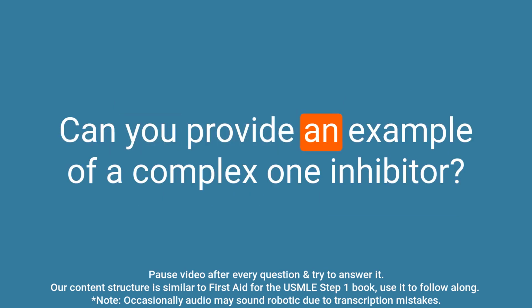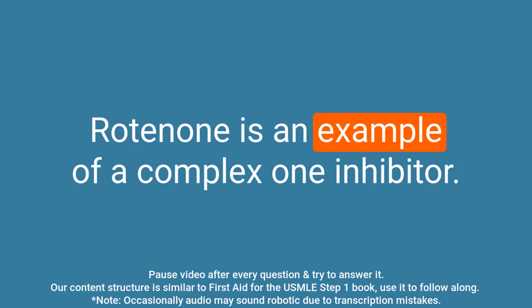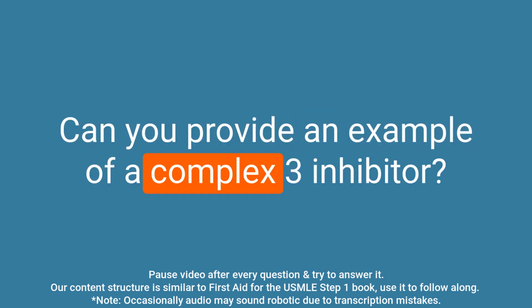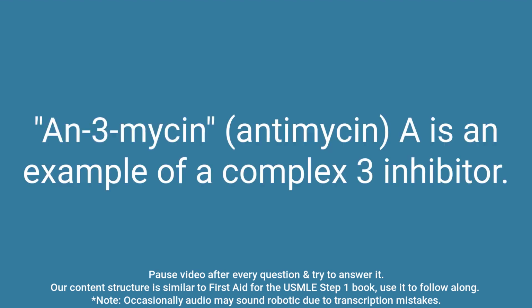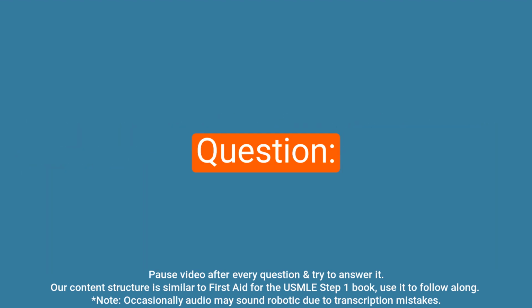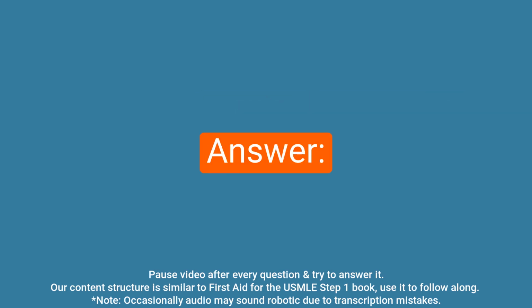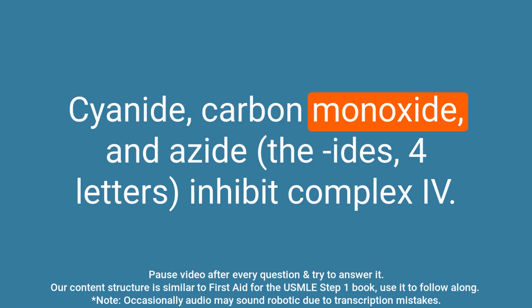Question: Can you provide an example of a complex 1 inhibitor? Answer: Rotenone is an example of a complex 1 inhibitor. Question: Can you provide an example of a complex 3 inhibitor? Answer: Antimycin is an example of a complex 3 inhibitor. Question: Can you provide examples of substances that inhibit complex IV? Answer: Cyanide, carbon monoxide, and azide inhibit complex IV.